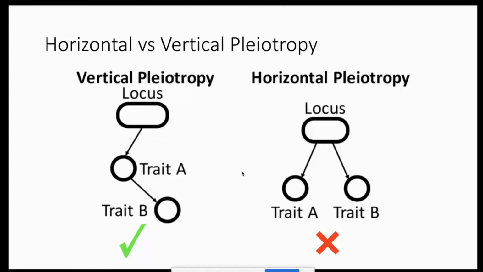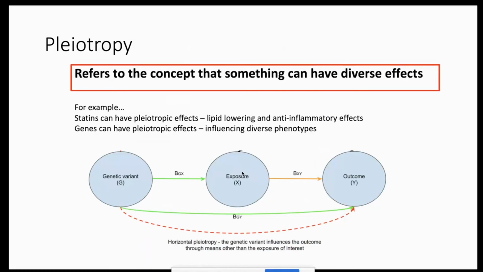However, horizontal pleiotropy, which is when there's alternative paths, so for example, you could have a genetic variant involved in the synthesis of HDL, but also involved in something like triglycerides or LDL. These are alternative pathways, and these would be invalid. So we always have to consider pleiotropy as a potential issue in Mendelian randomization, and there's ways that we can go about exploring this in our analysis. But for a valid Mendelian randomization study, the genetic variant only associates with the outcome through the exposure with no horizontal pleiotropy.